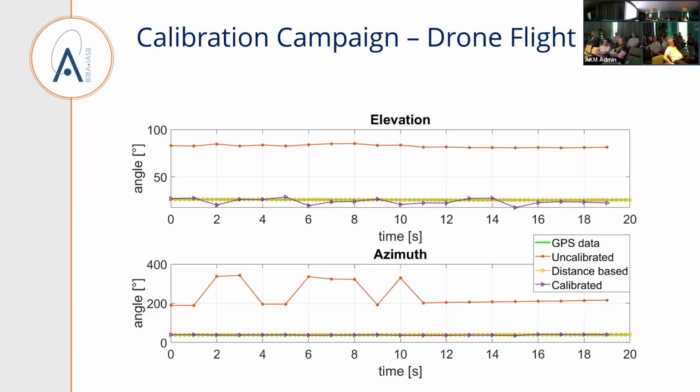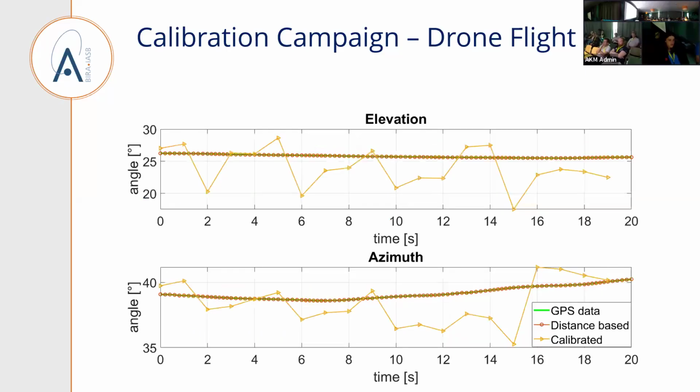What we have here in green is the azimuth and elevation from the GPS data. And also calculated here in yellow is the azimuth and elevation from the distance-based phase shift calculation. And we do have the calibrated results here as well, using the phase differences from the calibrated interferometer.